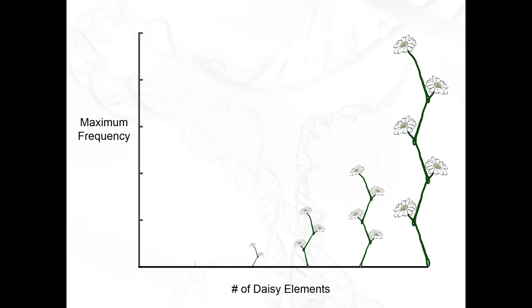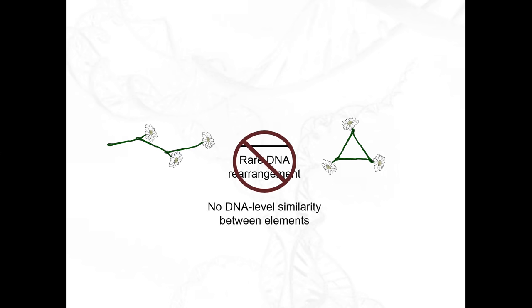But we do need to be careful, because a particular rare DNA rearrangement could turn a linear daisy chain into a daisy necklace that could spread globally. That can only happen if the elements have very similar DNA sequences. To avoid this, we design CRISPR components to be as different from one another as possible. Using these in daisy drives should prevent any such rearrangements. But should isn't good enough.